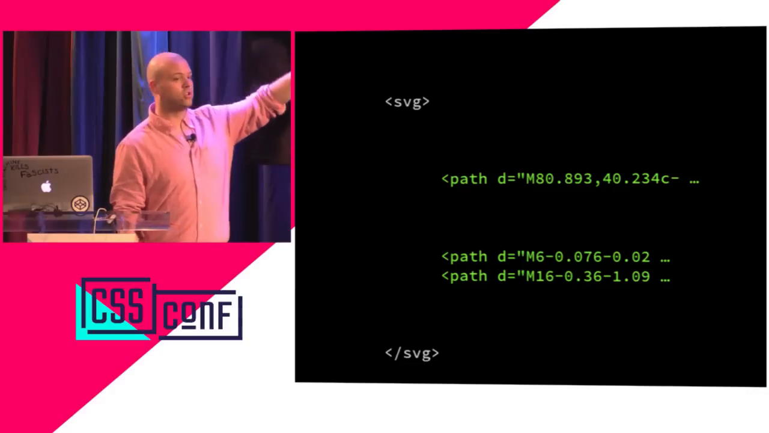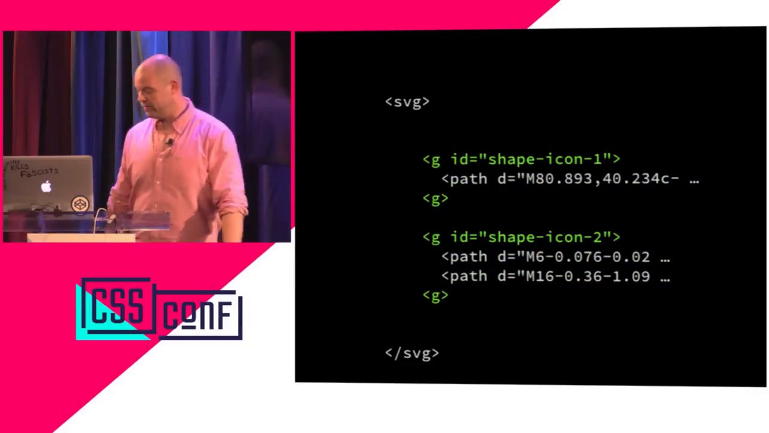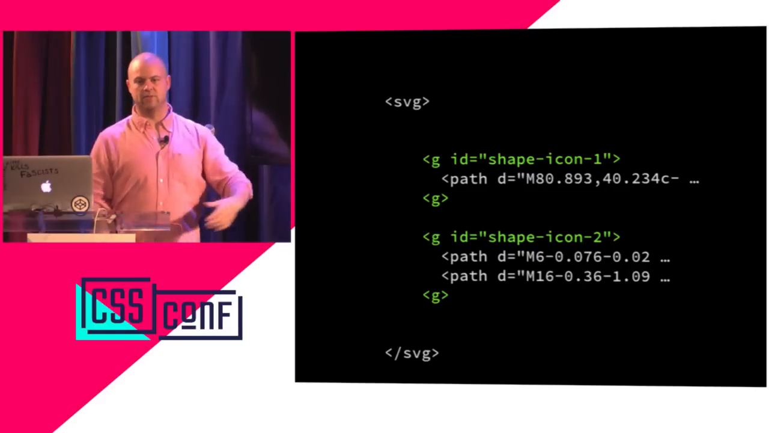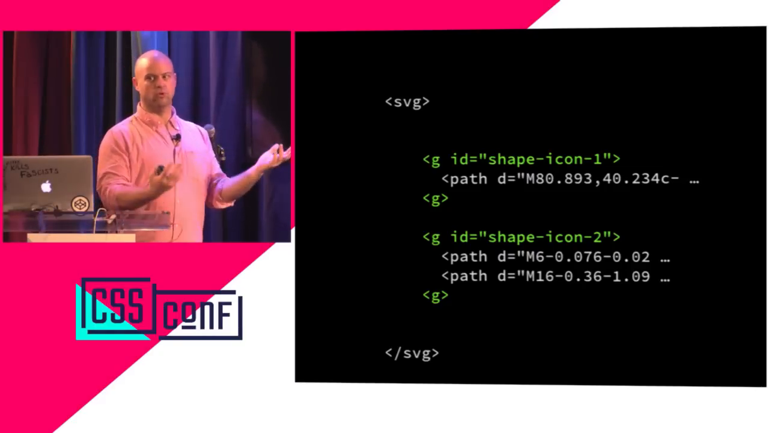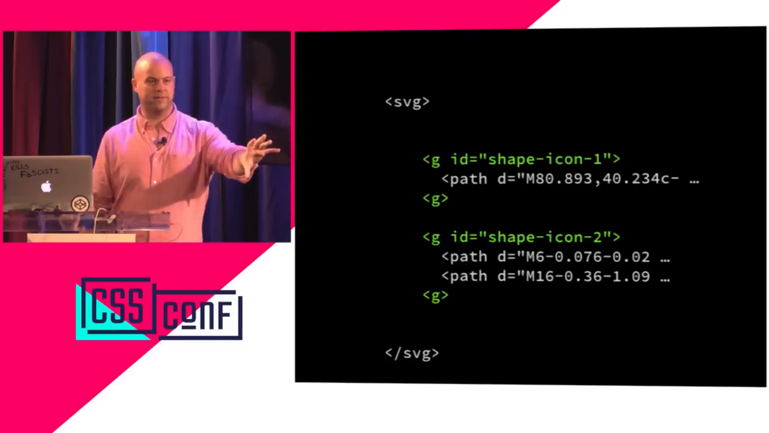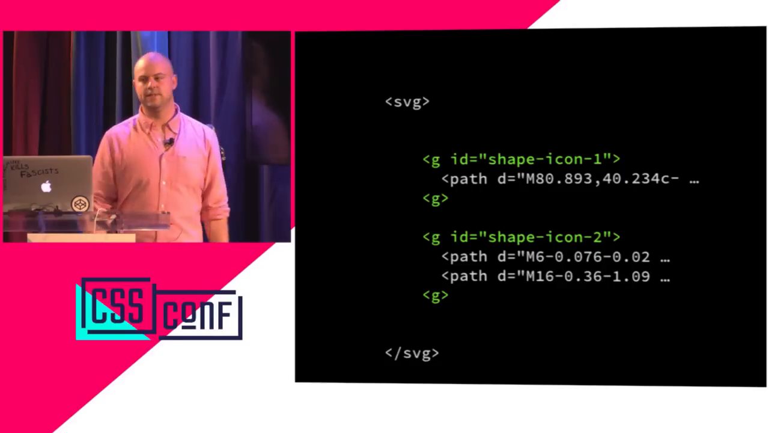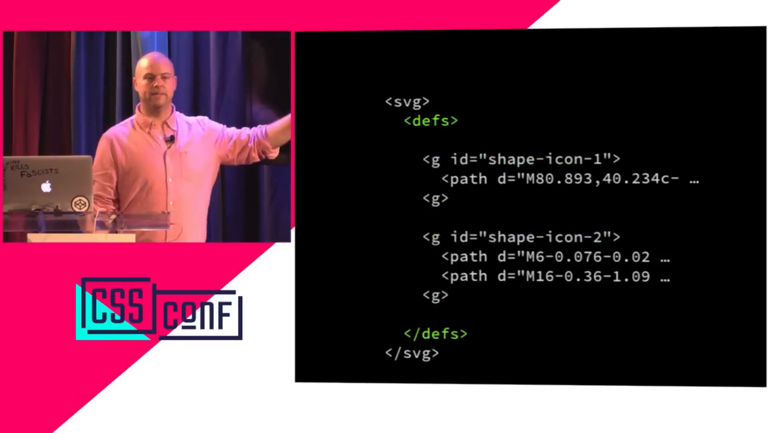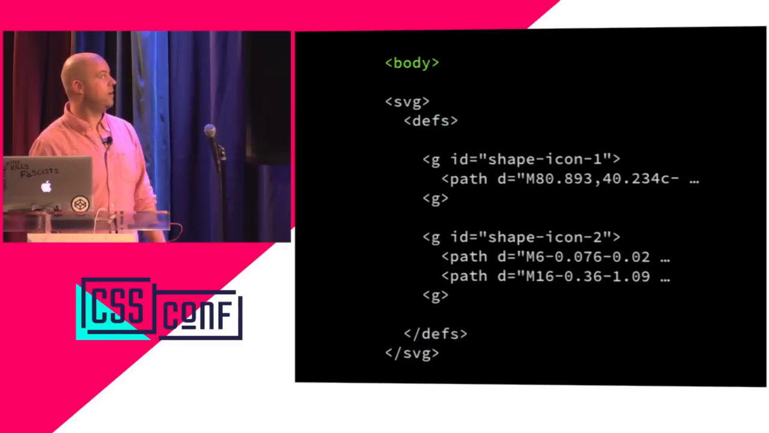Then around each icon, we're gonna put, for now, a G tag. And a G tag doesn't mean anything in SVG. It's just like a div. It's just a generic wrapping element. It's group. And it's just convenient for the cascade, you know, kind of referencing a group of things together for styling reasons or whatever. We're gonna put that in a defs tag in SVG. That means I'm just defining this stuff to use later. Don't draw it right now.